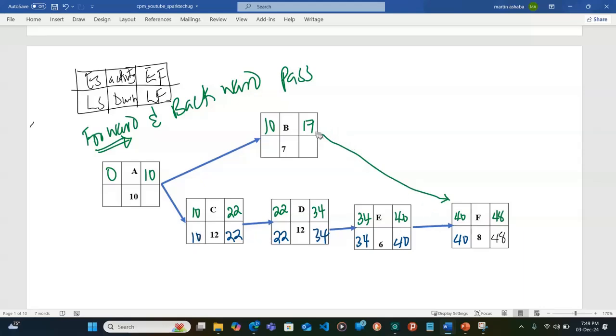Now let's look at this path. If we use the other side, the latest finish time for this must give us the latest start time for this activity. Since we see that this is the finishing activity and this B is hanging, we must connect it to the final node. So the latest finish time for this activity is going to be 40. So when we subtract 7, we get 33.